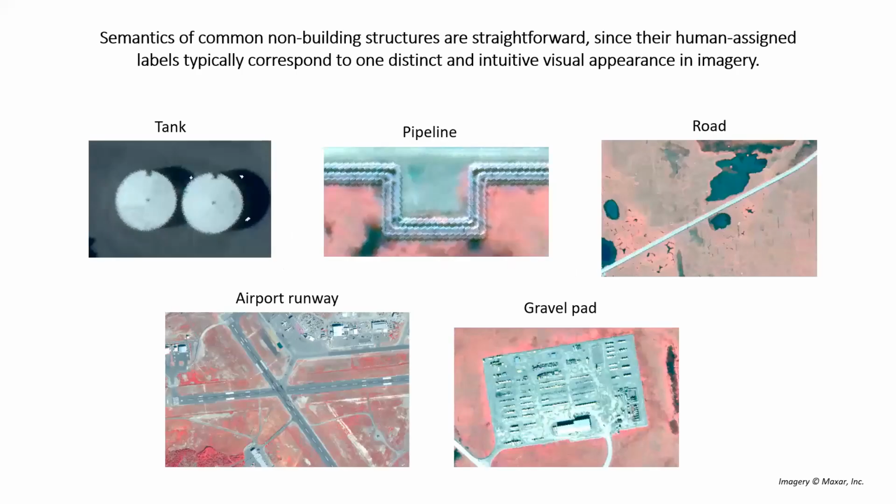So when it comes to a lot of common non-building structures like tanks, pipelines, roads, runways, gravel pads, defining their semantics is pretty straightforward, right? Because the labels we assign these structures as humans typically correspond to one very intuitive appearance. So there's no need to dwell on semantics in this case, right?